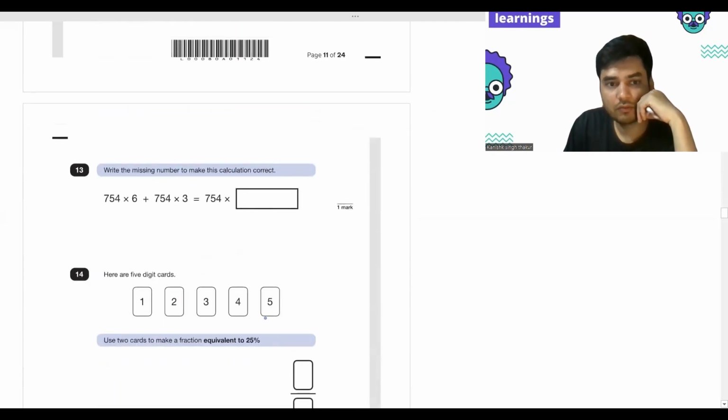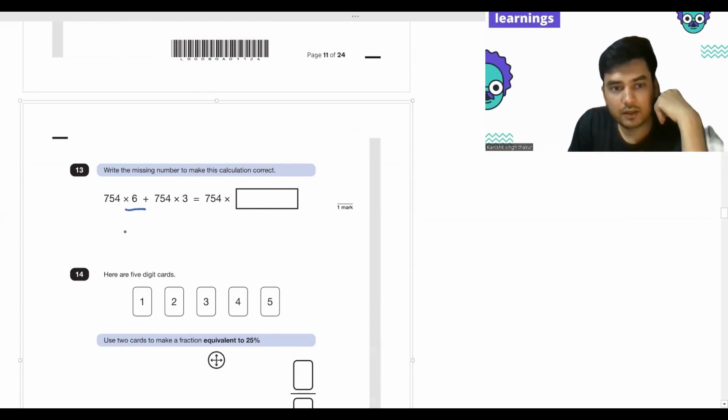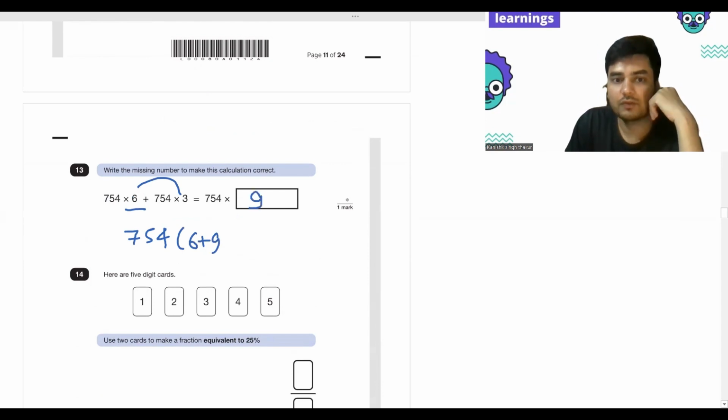Write the missing number to make the calculation correct. So 754 6 times, 754 3 times, isn't it? So what I can do, I can take 754 6 times and 3 times. So total, how much is 6 plus 3, 754 common and 6 plus 3. So it is 754 9 times.